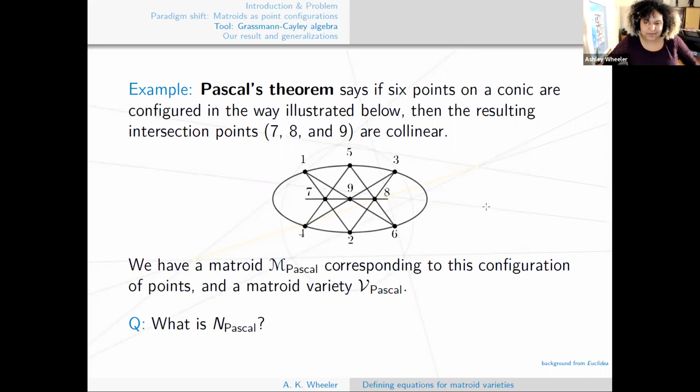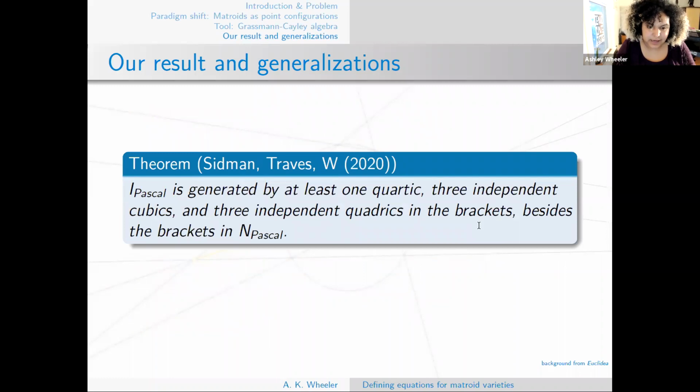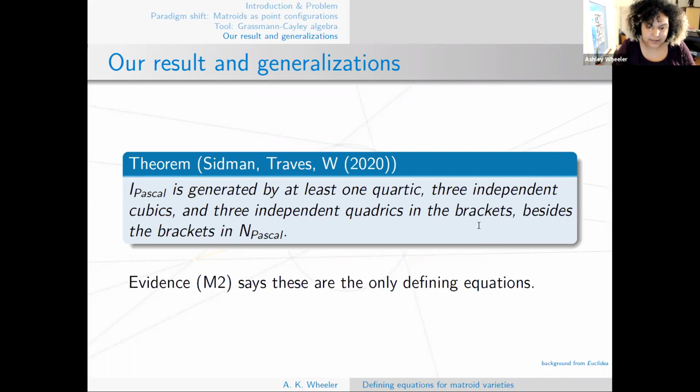All right, so we don't really need to list all the brackets in Pascal. I think there are a total of 7, but you can see them in the picture. And here's our result. I Pascal is generated by at least 1 quartic, 3 independent cubics, and 3 independent quadrics in the brackets besides the brackets in Pascal. So in other words, we found 7 defining equations besides those in Pascal. And evidence says that these are the only defining equations. But as I mentioned, this is really hard to prove.